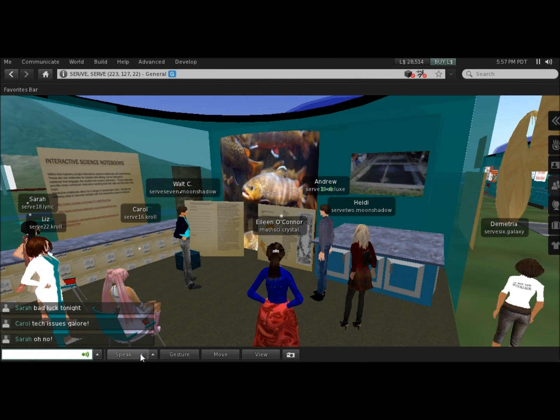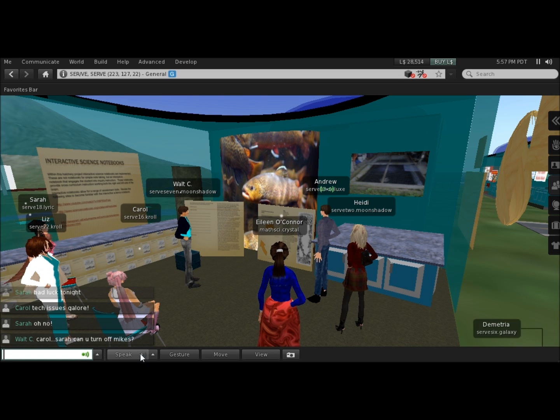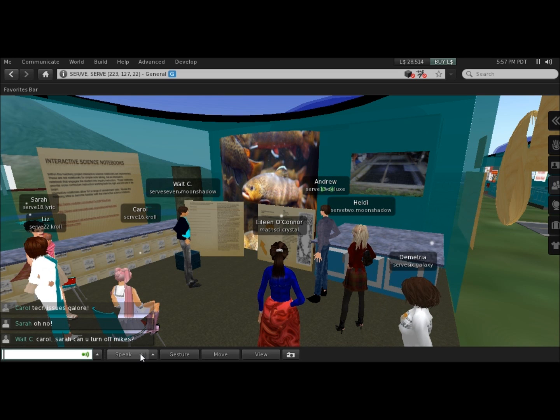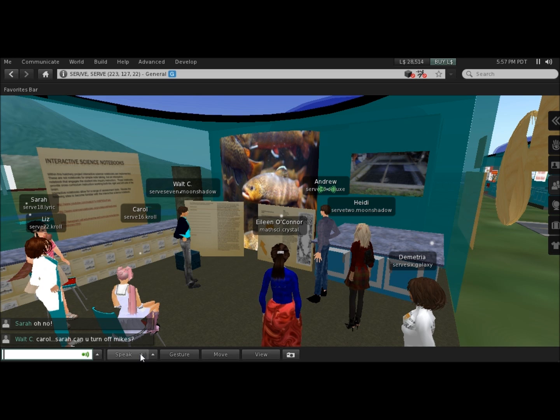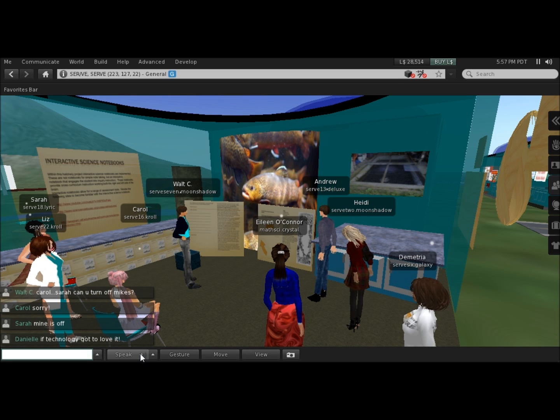Fish hatchery, and this is based around a fish hatchery that Heidi's father actually runs in upstate New York, not far from Syracuse. It is also a project that she has done in her middle school classes, and she primarily wanted to incorporate the idea of interactive science notebooks.